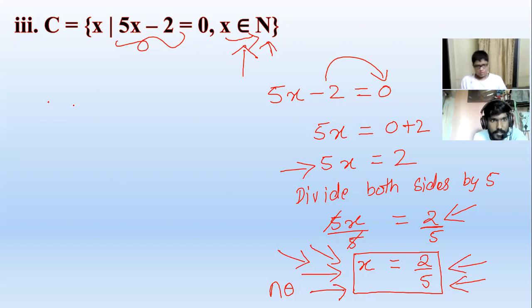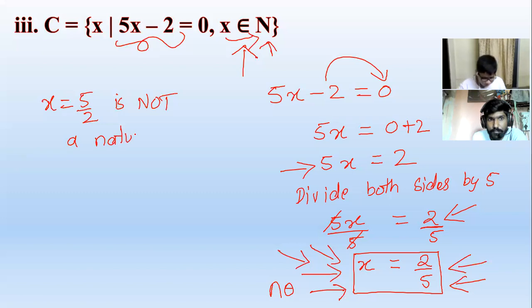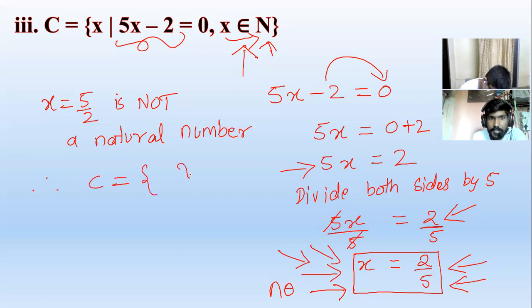So after solving this, you write x is equal to 2 upon 5, which is not a natural number. Therefore, set C is an empty set. Did you get your mistake? Up to here, it was correct. Only you forgot to divide 5 on both sides.